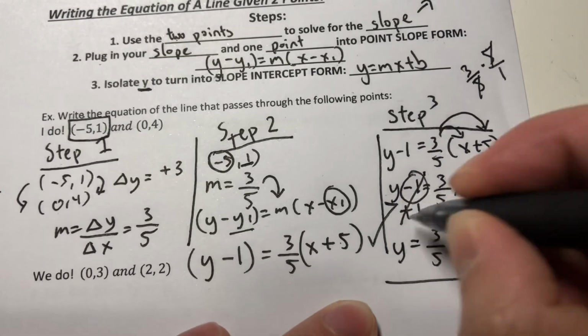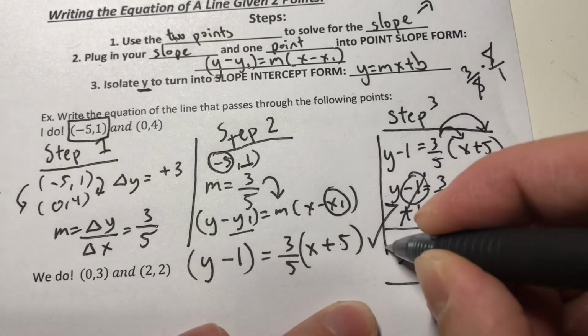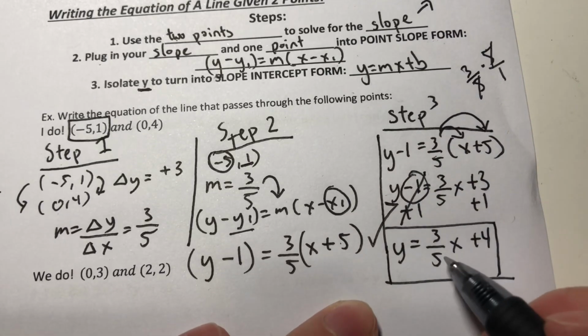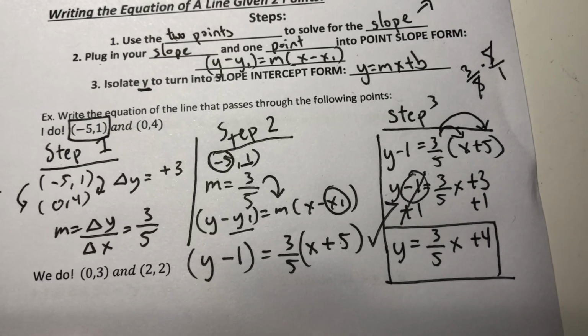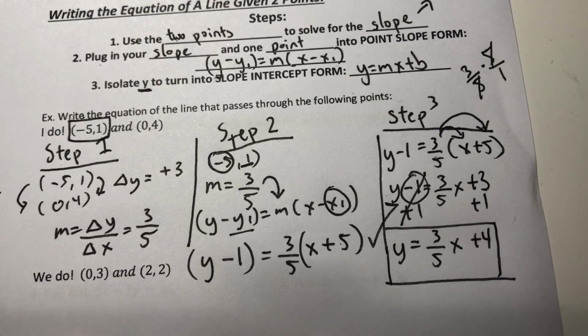Bam. Slope intercept. Y is equal to 3/5 x plus 4. Alright, so it's a long process, but it's not too complicated. I know you guys can get it. Let me know if you have any questions.